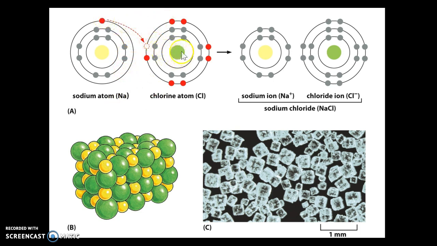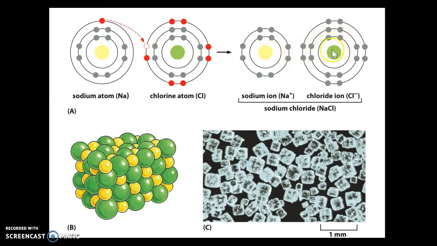So like I said, chlorine really, really wants an electron. Sodium doesn't need that outer electron as much. It would actually be happier if it didn't have it, so that it can have a full outer valence shell. So if you lose an electron, you will be positively charged. We call that a cation. And if you gain an electron by stealing it from somebody else, then we call that an anion. You'll have a negative charge.